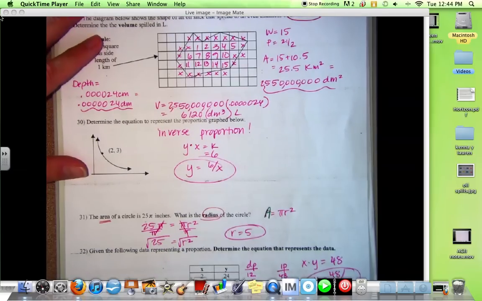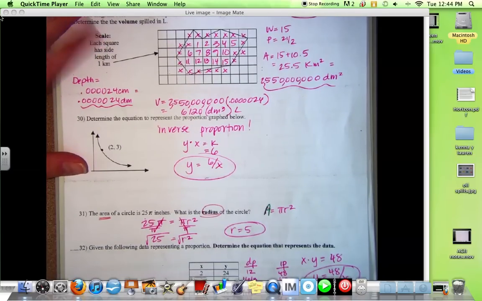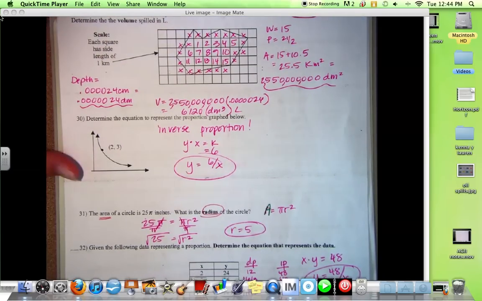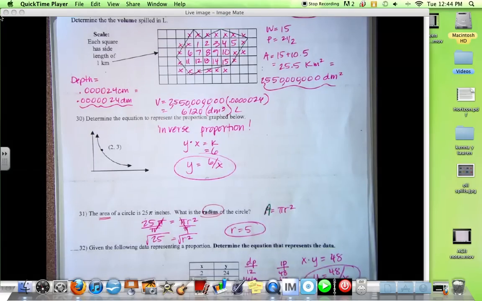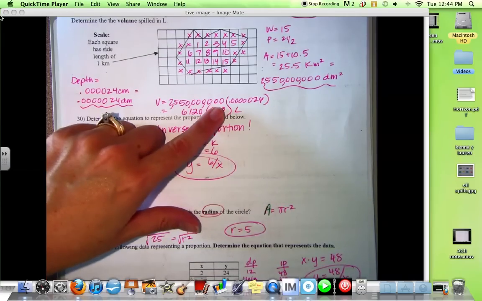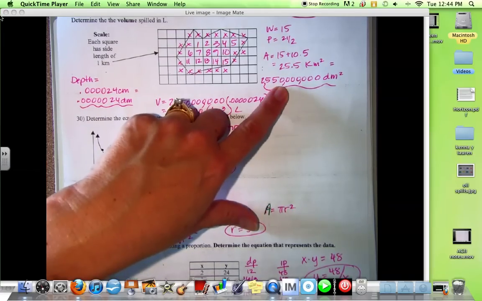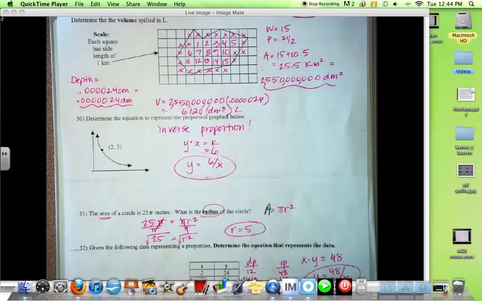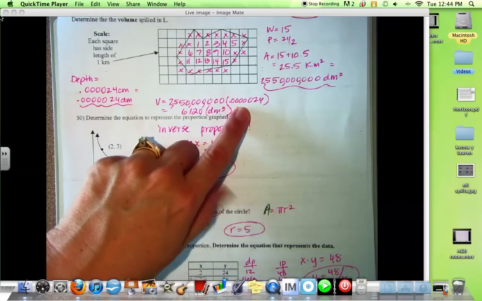Wait, how many zeros are there for number 29? For which part? Like it says volume equals, and then how many zeros are there? I have those 7, parentheses. Yeah. For the depth, I have 1, 2, 3, 4, 5.